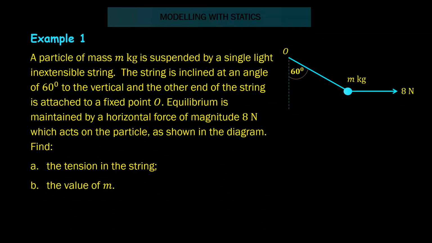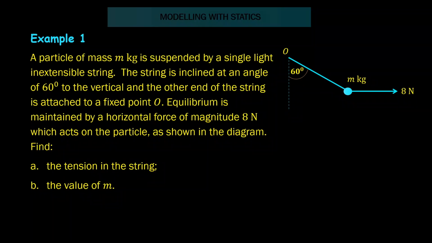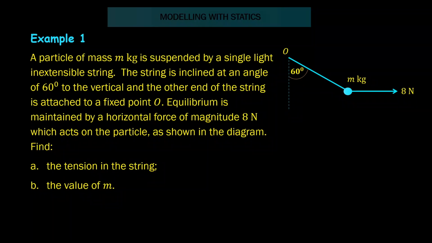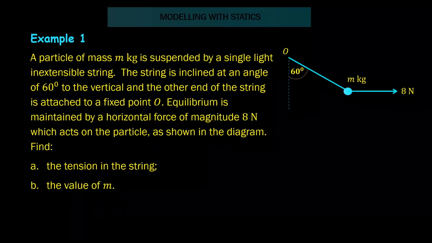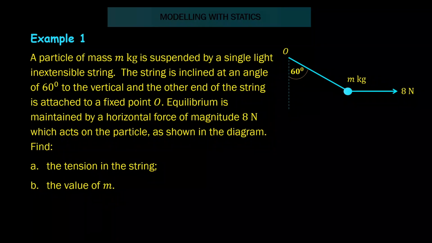A particle of mass m kilograms is suspended by a single light inextensible string. The string is inclined at an angle of 60 degrees to the vertical, and the other end of the string is attached to a fixed point O. Equilibrium is maintained by a horizontal force of magnitude 8 newtons, which acts on the particle as shown in the diagram. Find the tension in the string and the value of m.